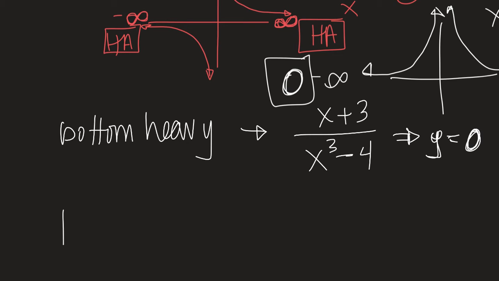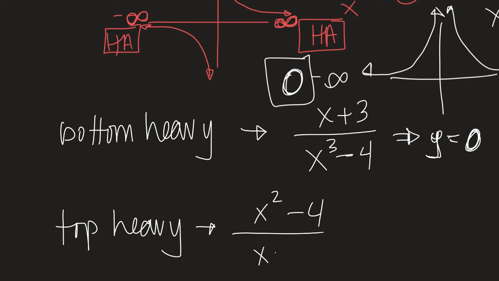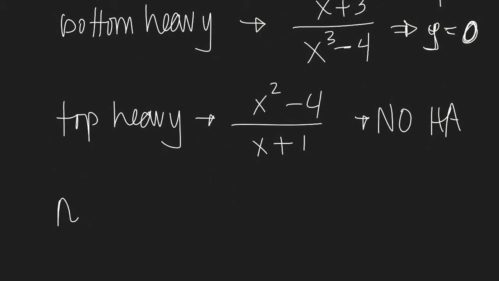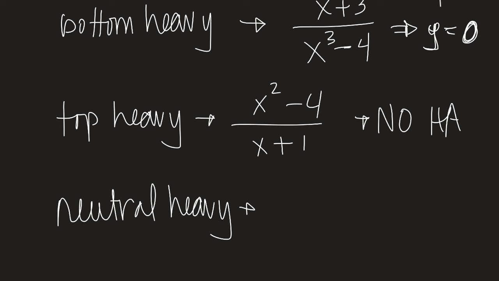Or we have functions that are top-heavy, where the power on top is greater than the power on the bottom. A top-heavy rational function has no horizontal asymptote. What we will find is that the limits of these rationals that have no horizontal asymptote are either positive or negative infinity. Now the interesting one is when it is neutrally heavy, as in the numerator and the denominator both have the same power of x.